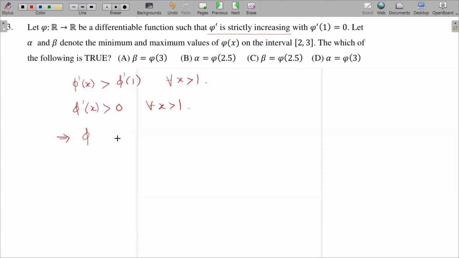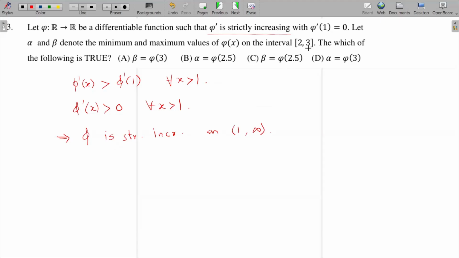Increasing, decreasing. What can you say? It's strictly increasing. Correct. It is strictly increasing on 1 to infinity, meaning 1 onwards, basically. But that means in particular over this closed interval 2 to 3, it's a strictly increasing function.